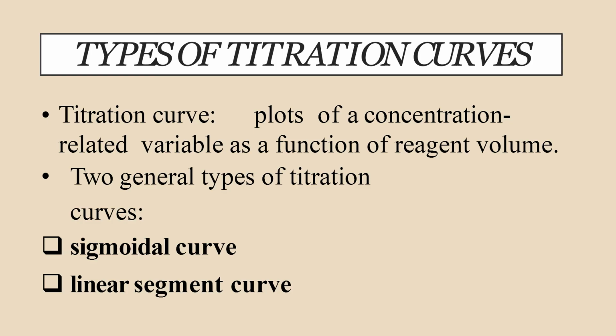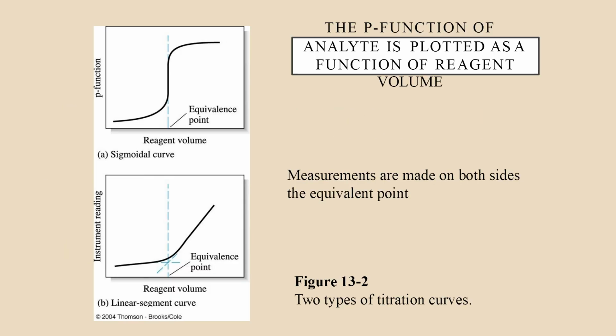Okay, so the titration curve is the plot of a concentration-related variable as a function of reagent volume. And you have two general types of curve: your sigmoidal curve and the linear segment curve. A sigmoidal curve is called that because it gives you the appearance of a letter S. The p-function of the analyte is plotted as a function of reagent volume. Whereas your linear segment curve, you'll see it's a lot more linear, going upward. So measurements are made on both sides of the equivalence point.